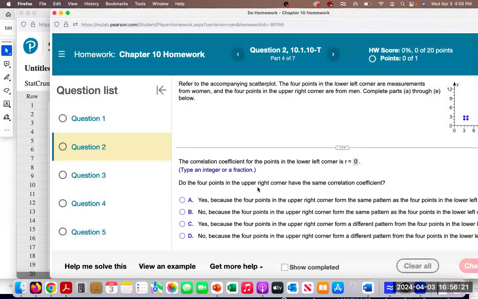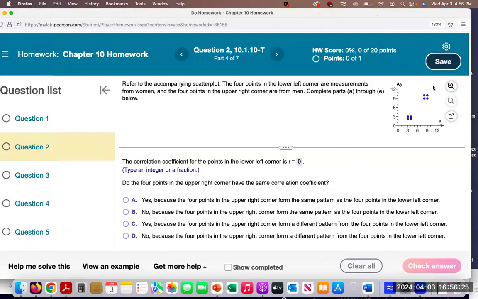Do the 4 points in the upper right corner have the same correlation coefficient? They should have the same correlation coefficient. Yes, because the 4 points in the upper right corner form the same pattern as the 4 points in the lower left corner.